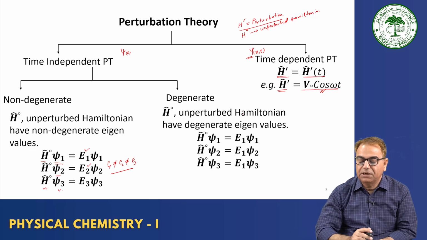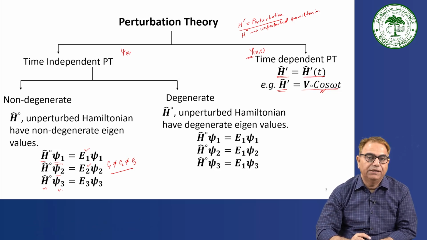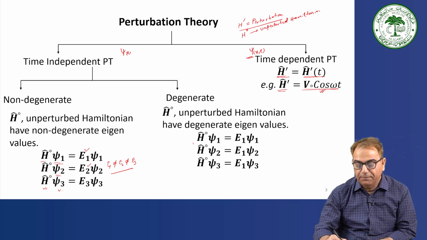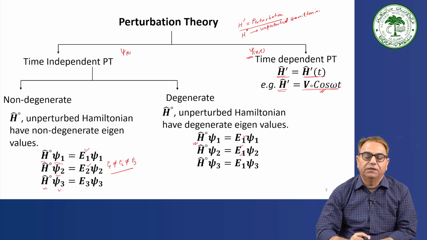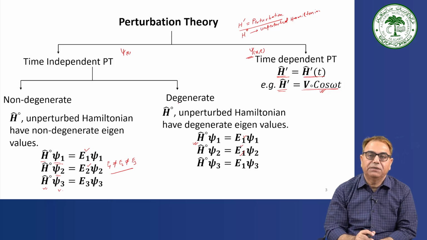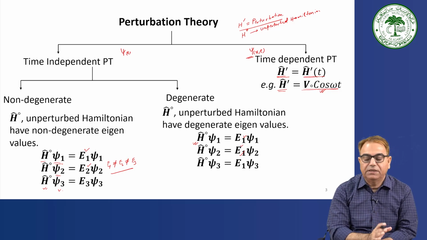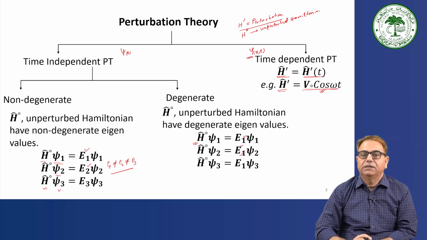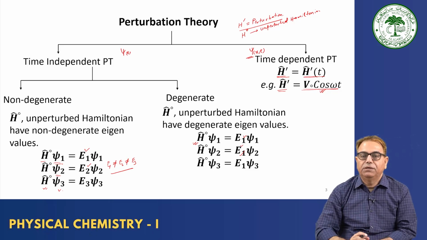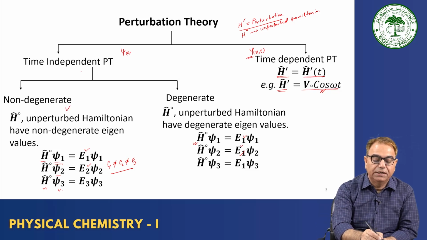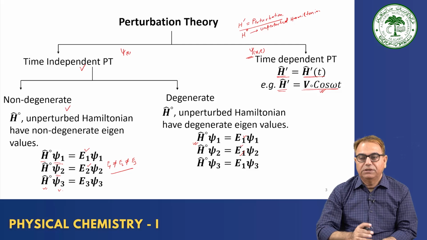So for an unperturbed system Hamiltonian, what does degenerate mean? It has degenerate eigenvalues, which means if you operate with the Hamiltonian on psi 1, psi 2 and psi 3, in every case you get the same energy E1. So all the energy levels are degenerate. For a degenerate system there is one theory, for a non-degenerate system there is another theory, and for time dependent there is another theory. All these three will be dealt with separately, but we will concentrate more on non-degenerate time independent perturbation. So this forms the basis of the perturbation theory of this course.